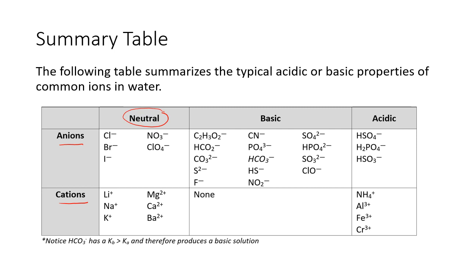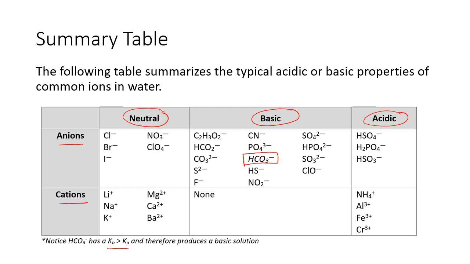For our basic anions, we had conjugate bases of weak acids. So the conjugate bases of weak acids were weak bases themselves, and they could interact with water and undergo hydrolysis to give you basic solutions. The only one that is an exception, and it's in italics here, is HCO3-. HCO3- is the conjugate base of a polyprotic acid, carbonic acid, from that first dissociation. But that one actually has a Kb that's bigger than the Ka, so it actually is a basic anion that's formed. And there's no cations that contribute basic properties.